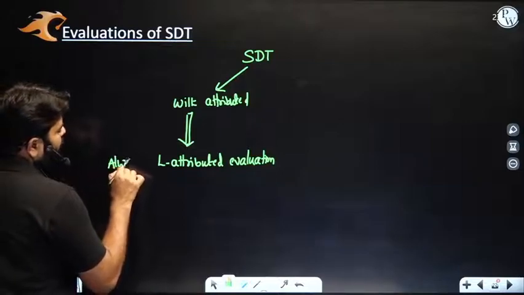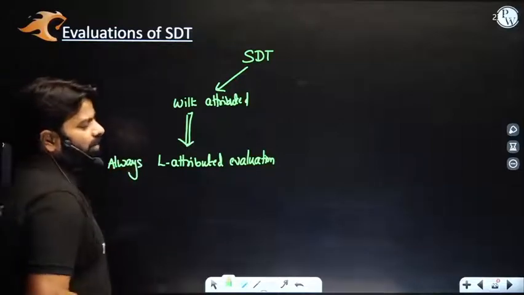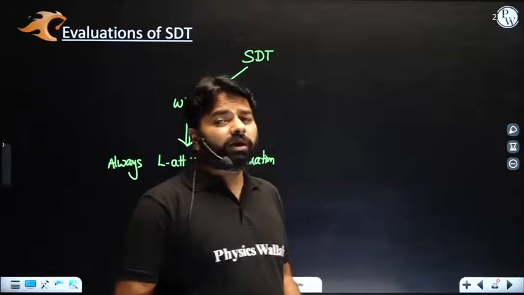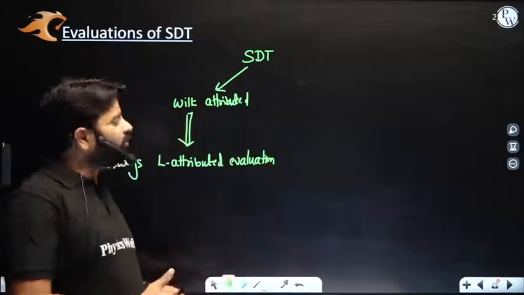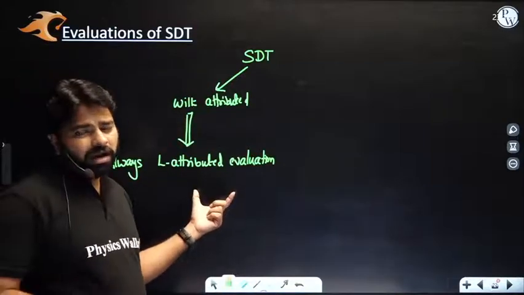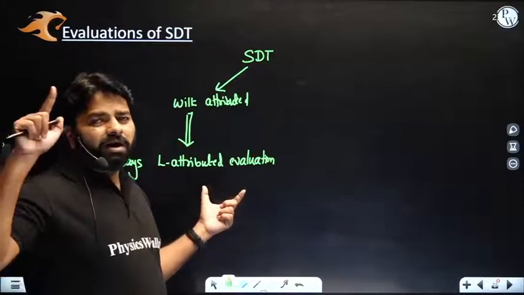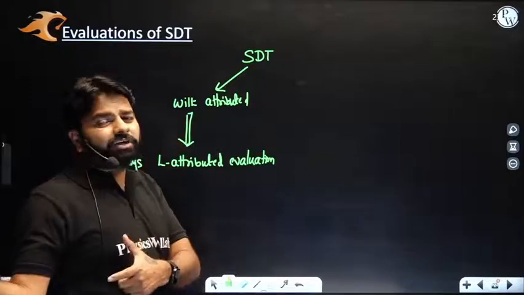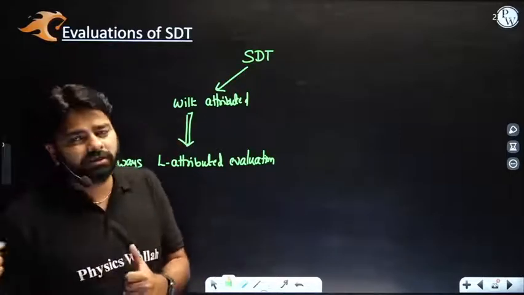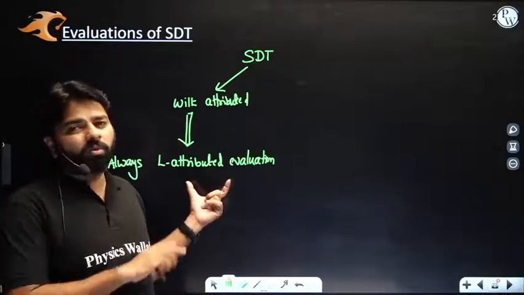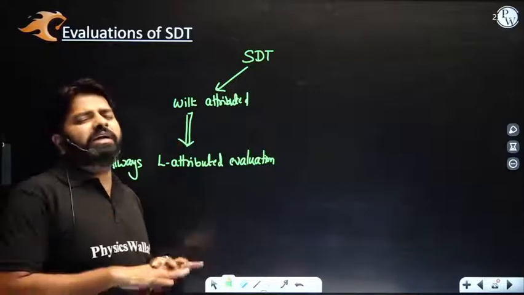Always follow L-attributed evaluation. Of course, you can follow bottom-up parsing only, but it will waste your time. This can also give the same answer. Every S-attributed grammar is L-attributed. If you are doing S-attributed evaluation or L-attributed evaluation, you will get the same answer. So better to follow L-attributed all the time in the exam. You can save plenty of time.